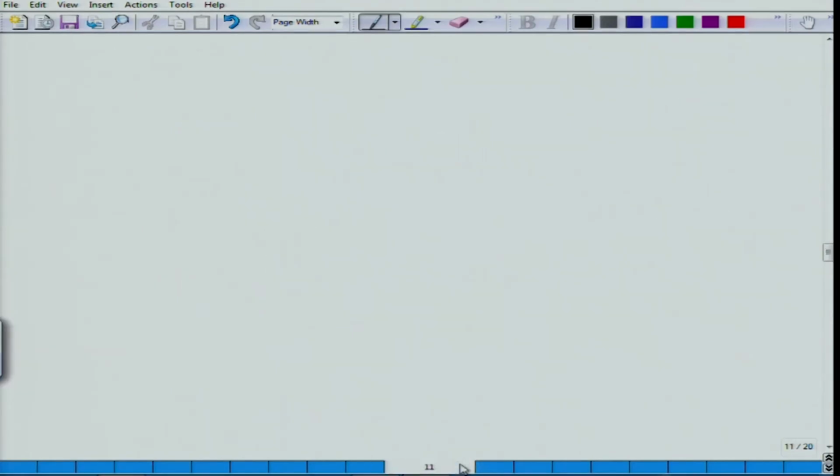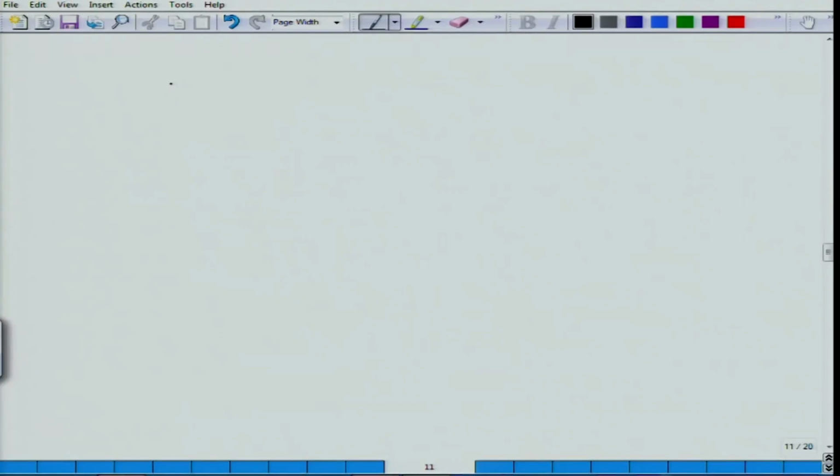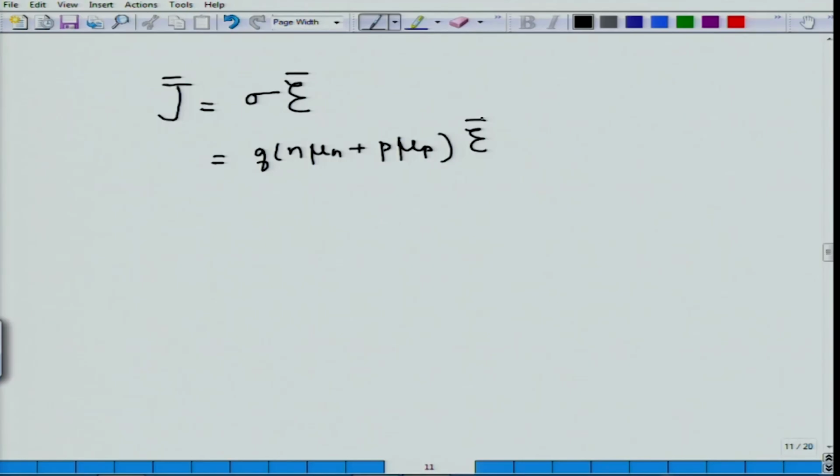So, with this, we now have the tools to incorporate drift of electrons in semiconductors. As a result of this discussion, we know that we can write the current density in a semiconductor in terms of the conductivity due to the applied field, and the conductivity we can write in terms of the carrier concentration in the conduction band, the mobility of electrons, the hole concentration in the valence band, and the mobility of holes.